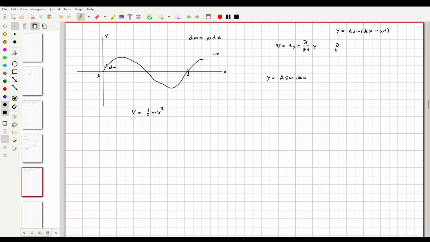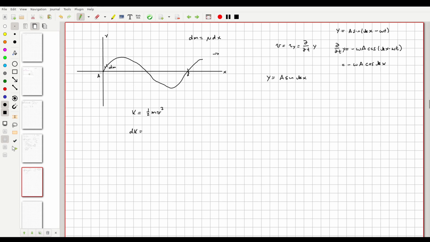And if I take the derivative with respect to time of y here, what you end up with is a minus omega out in front. The sine becomes a cosine. So this is minus omega times a times cosine of kx minus omega t. And when I freeze this thing in time at that instant, it is just minus omega times a cosine of kx.